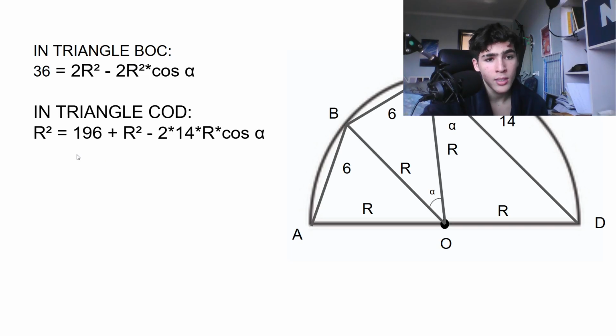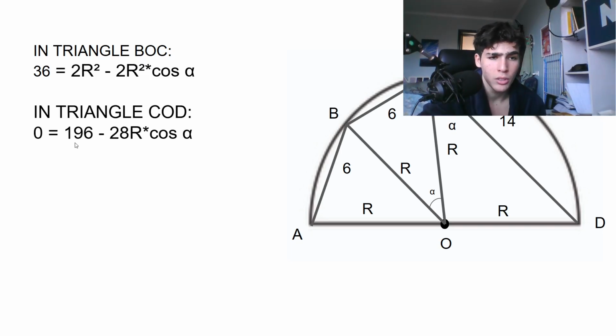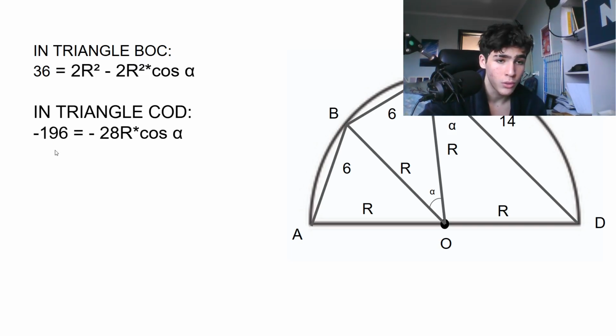14 squared is the same as 196, and 2 times 14 times r is 28r. And now let's go even further. We see common r squareds on both sides, so we can subtract r squared from both sides, leaving us with 0 equals 296 minus 28r times cosine of alpha. Now we can go even further and subtract both sides by 196. This will leave us with minus 196 equals minus 28r times cosine of alpha.